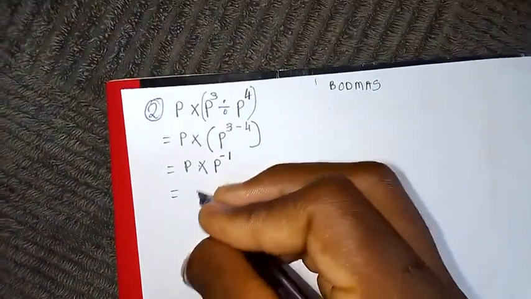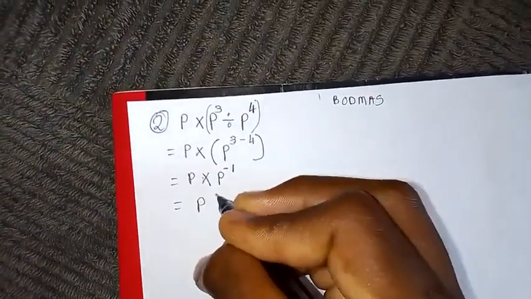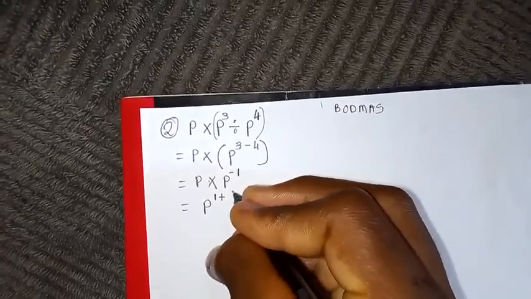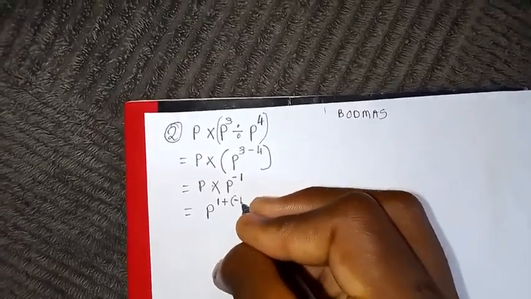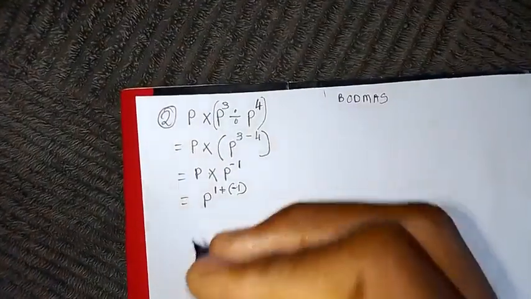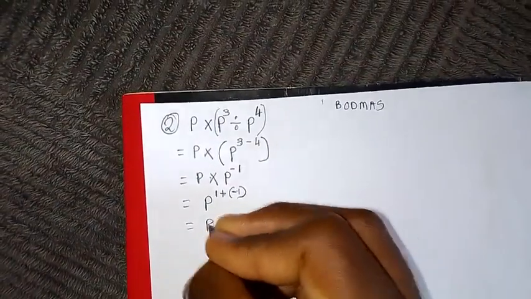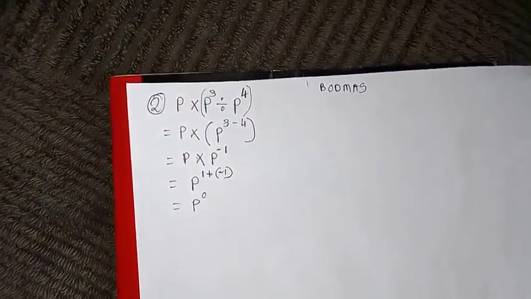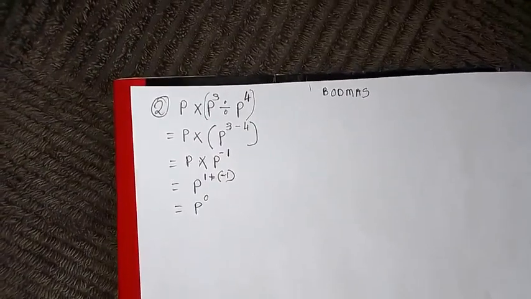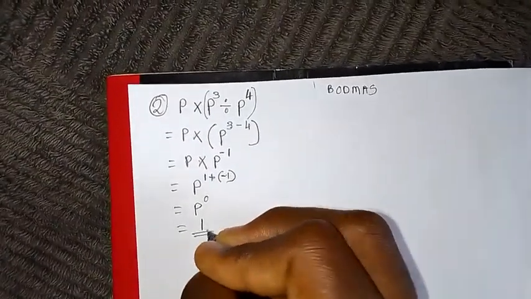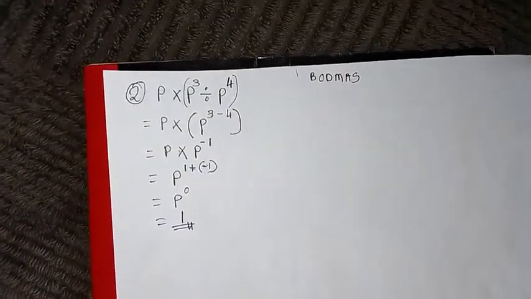So here the bases are the same, so it's going to be 1 plus negative 1. Here it's negative, so 1 minus 1 is 0. P equals 0. Any number or letter raised to the power 0 is 1. So this equals 1. That's it for this example. Let's go to the next one.